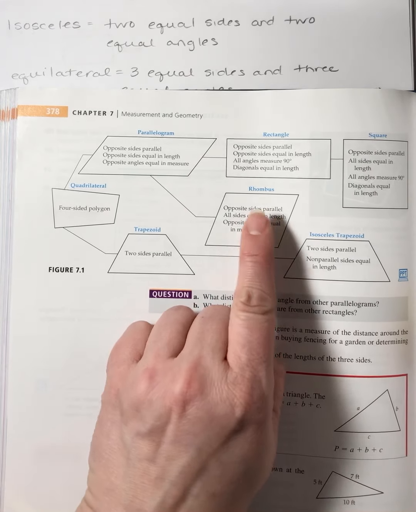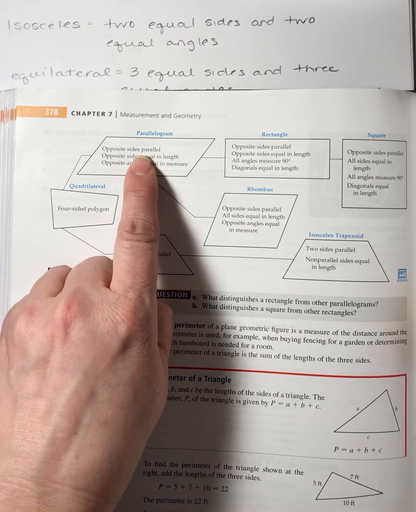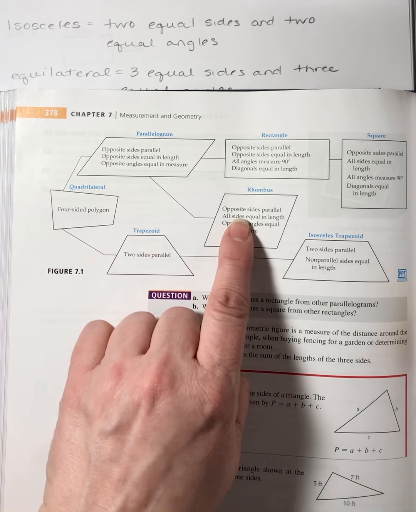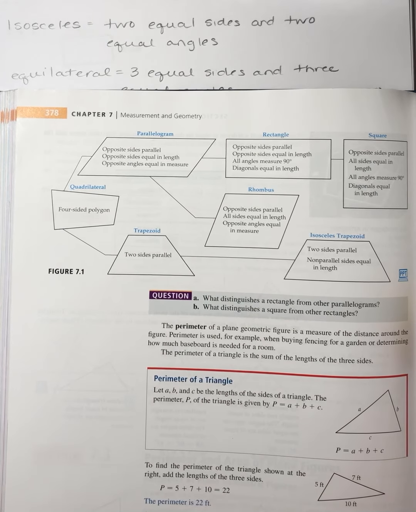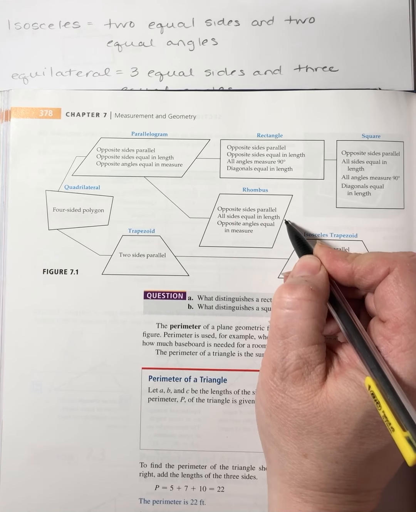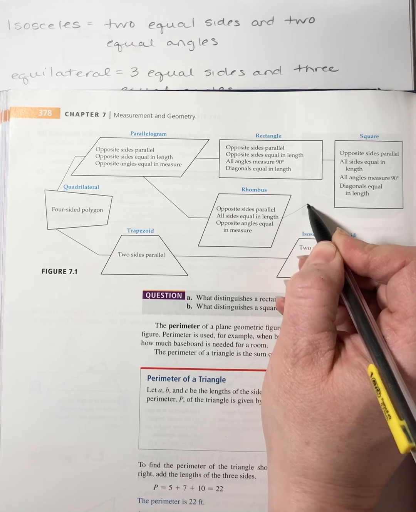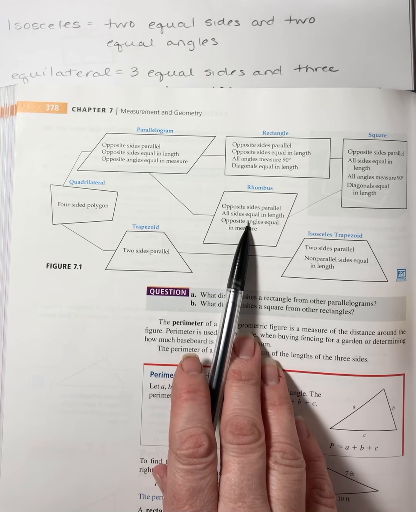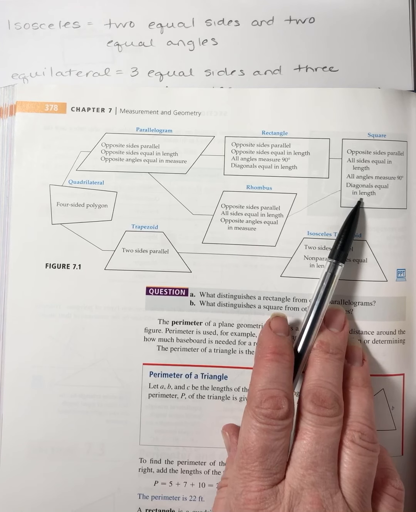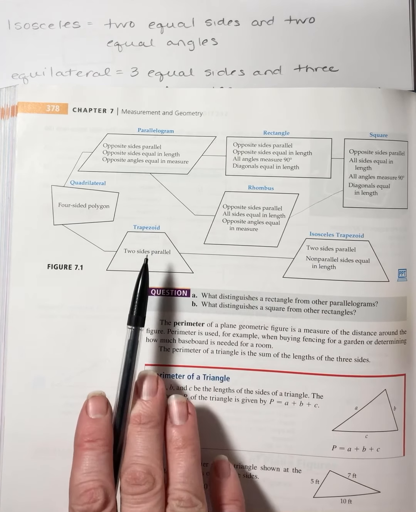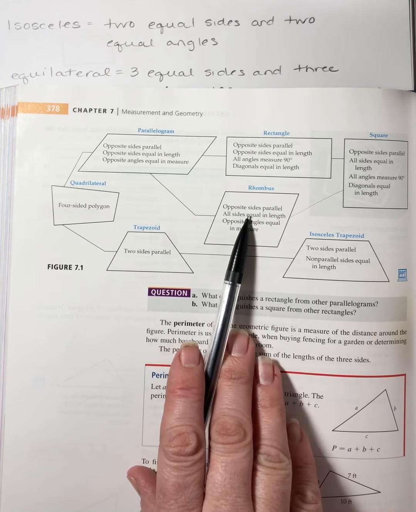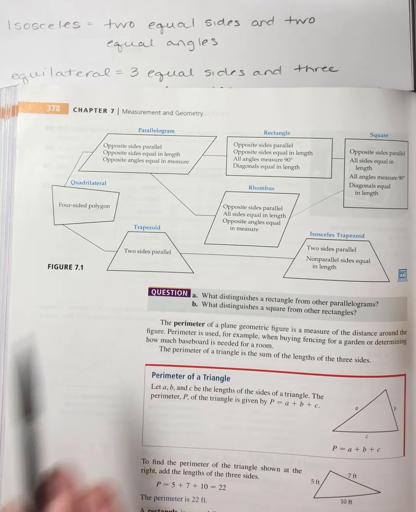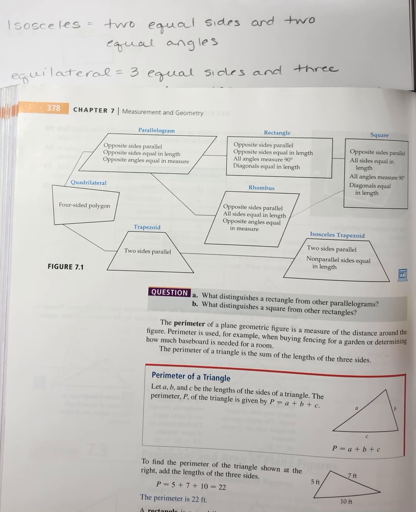A rhombus is like a parallelogram where you have opposite sides congruent, but then you have 4 congruent sides, okay? And there are often, in a lot of flowcharts, another line drawn from here to here, because if you have a rhombus and all of the angles are 90 degrees, then it becomes a square. So there's lots of different ways to make these flowcharts, but often your book does not do this, but a rhombus can become a square if all 4 angles are 90 degrees. Okay?